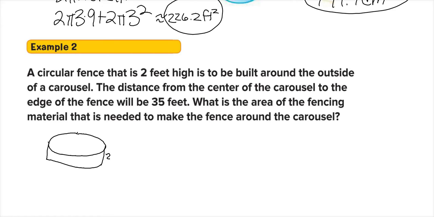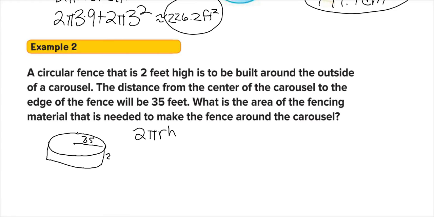So that's 2 right there. Okay. And then it says the distance from the center of the carousel to the edge of the fence is 35 feet. So from here on over is 35. Okay, and then from there it says what's the area of the fencing material? In this case we're only going to be finding the lateral area, so it's going to be 2 pi r h. Okay, and that's it. We just want the fencing material, not the top and the bottom.